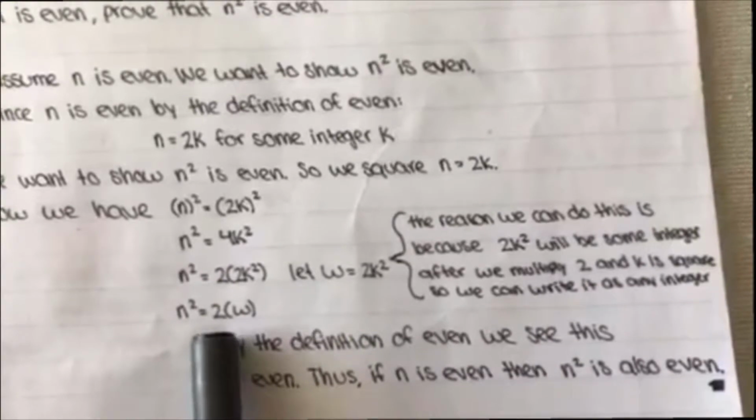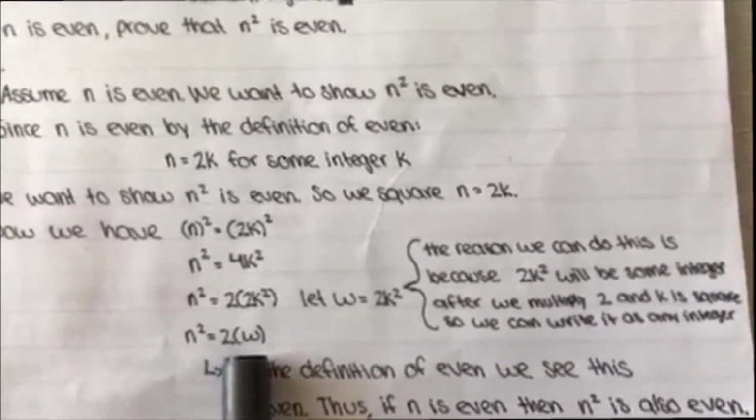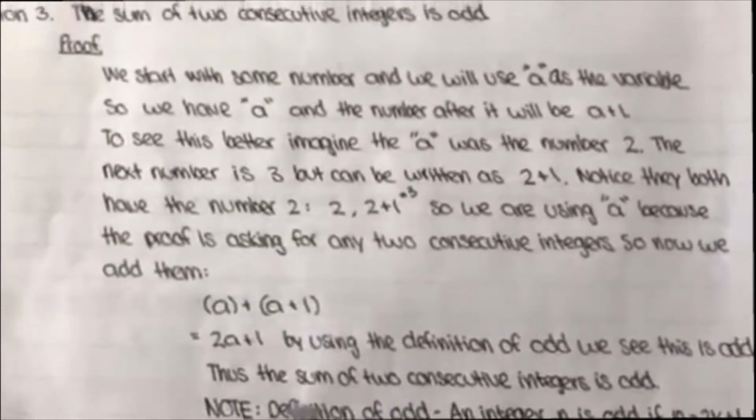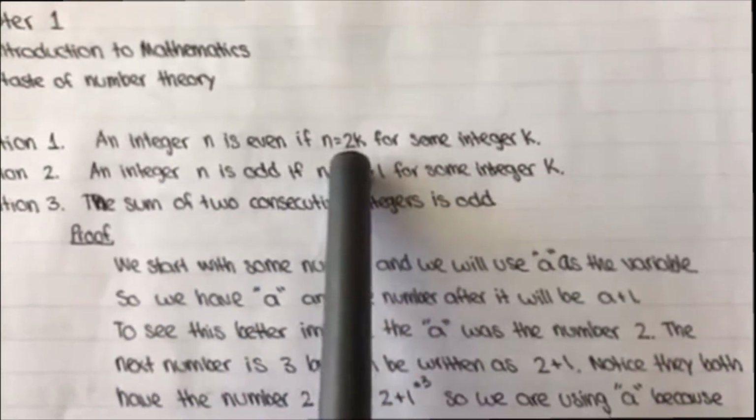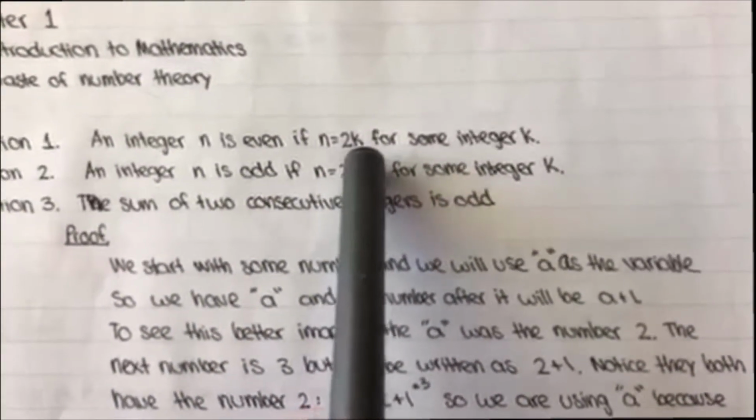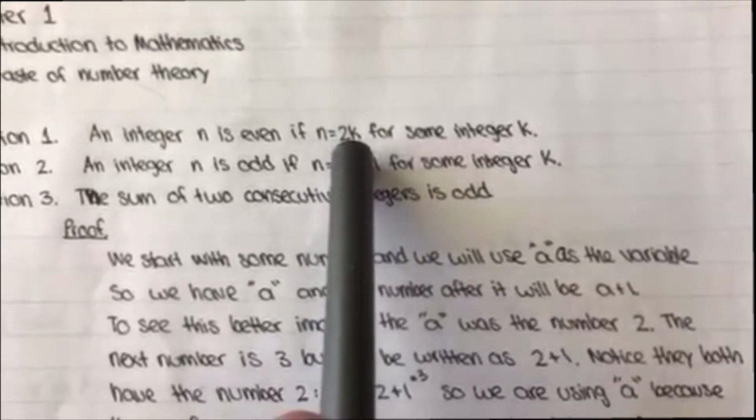So we're left with this. n squared is equal to 2w. And if you go back to the definition of even, n is even if n is equal to 2 times k for some integer. So if we have it as 2 times some integer, that's even. And that's exactly what we have here, 2 times some integer.